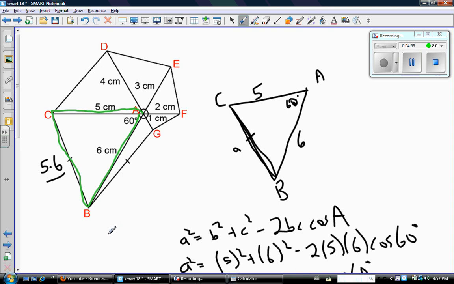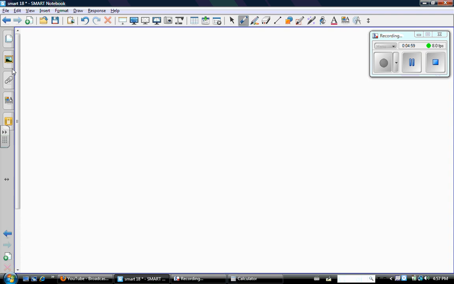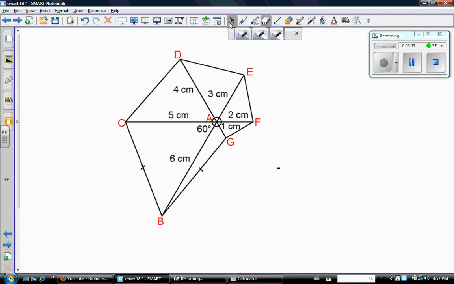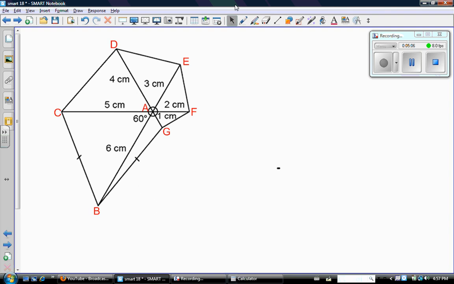Okay, so what else do I know? Oh, well, let's go to a clean page here, and we'll grab this lovely picture. So what do I know? Well, I now know that this is 5.6, and therefore I know that this is 5.6 because they were marked with these identical side length markers.